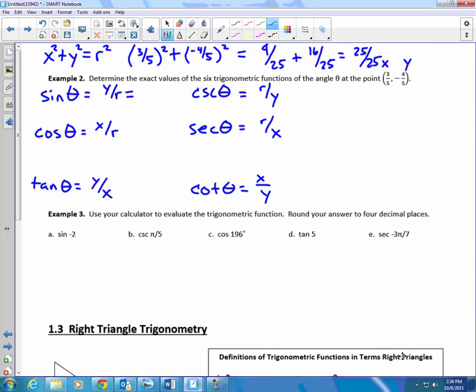So let's list the sine value. What's the sine value going to be then? If you take y and divide it by 1, -4 over 5. Cosine value, 3 over 5. Tangent, -4 over 5 divided by what? How do I divide fractions? Times it by the reciprocal. So times 5 over 3. What do you get? What happens to the 5s? Get -4 over 3. Yep.